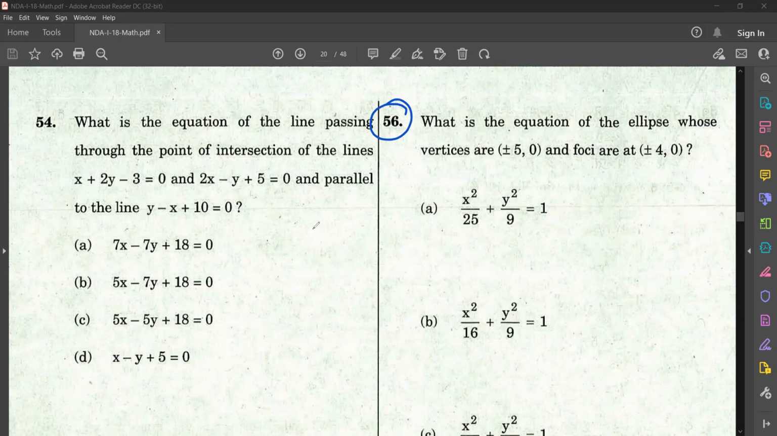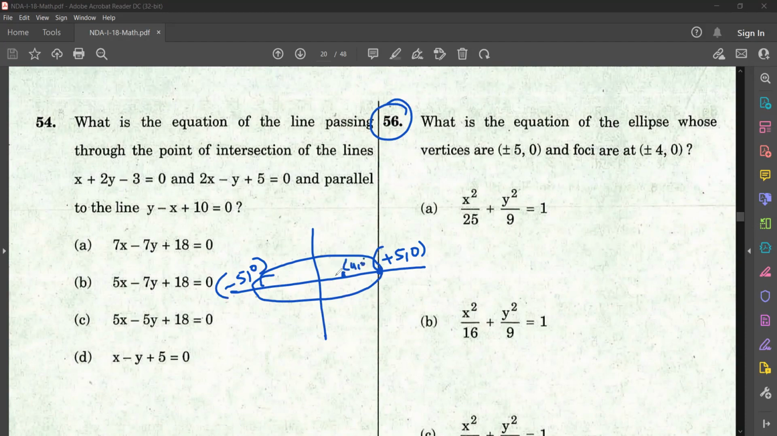So here they have given the vertices, isn't it? Vertices means these endpoints. So this is plus 5, 0. This is minus 5, 0. Then here we have focus 4, 0. Here we have focus minus 4, 0. So where is a?